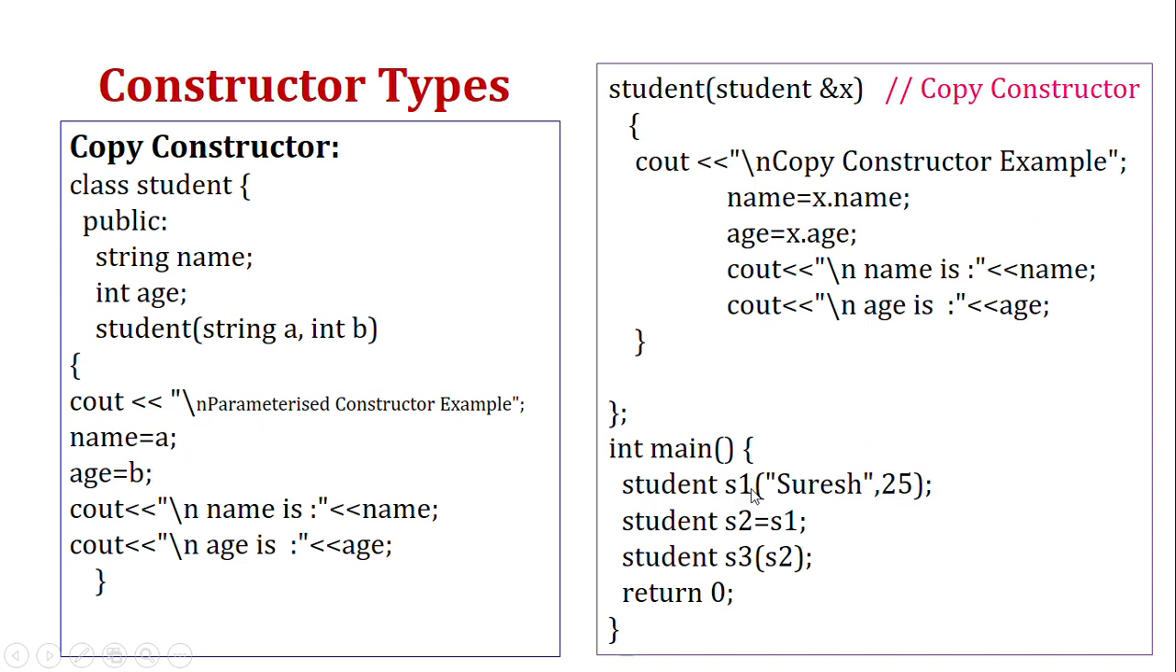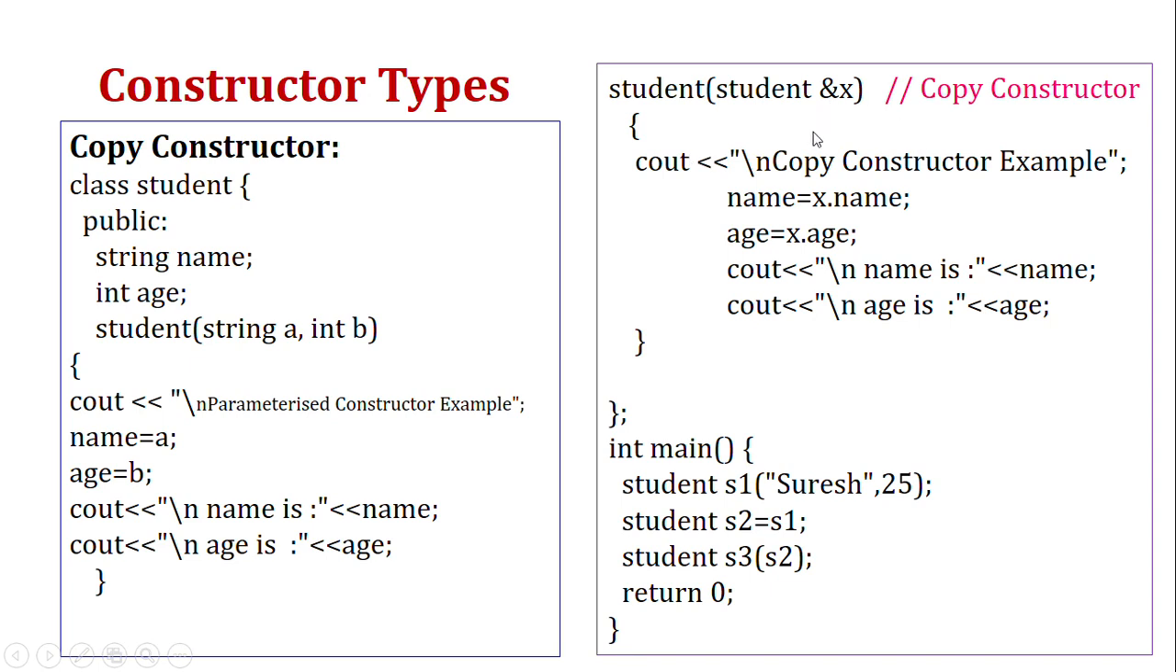For example, S1 is the object. I am passing two parameters, Suresh and 25, and the name of the S1 object is Suresh and the age of the S1 object is 25. So this is used to initialize the name and age of the S1 object at the time of object creation. And coming to the copy constructor, here it is a constructor because it has the same name as the class name and it is a function with no return type. And here you can see it is having an object of the same class as the parameter. So here X is the object.